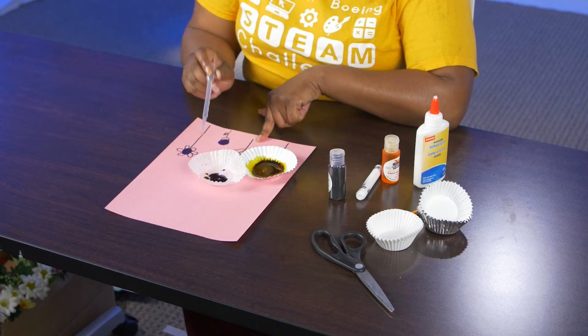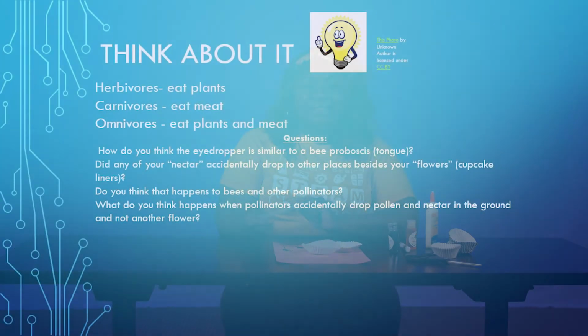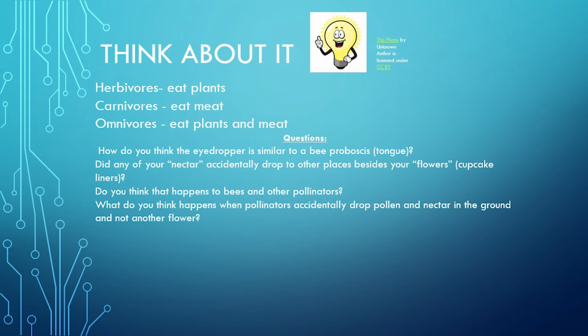And question time. So, how do you think the eyedropper is similar to the bee's tongue, the proboscis? And did any of your nectar accidentally drop to other places besides your flowers? Do you think that happens to bees and other pollinators? Number 4, what do you think happens when pollinators accidentally drop pollen and nectar in the ground and not another flower? So think about it.